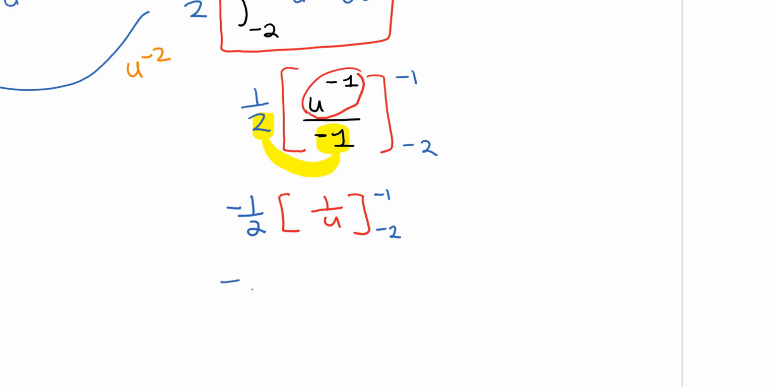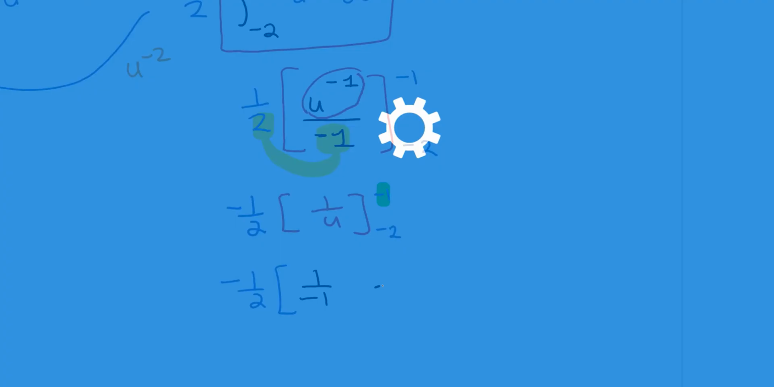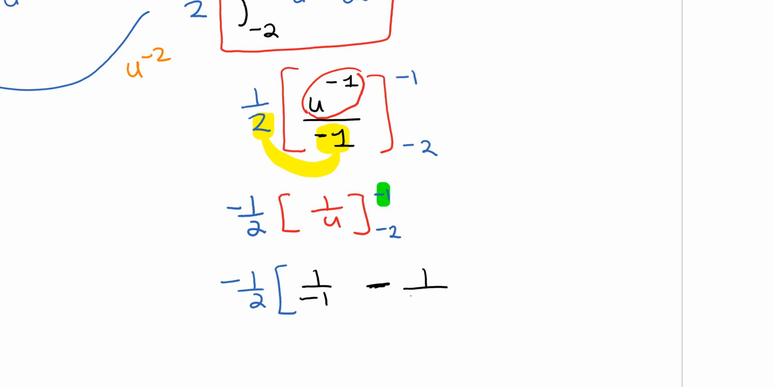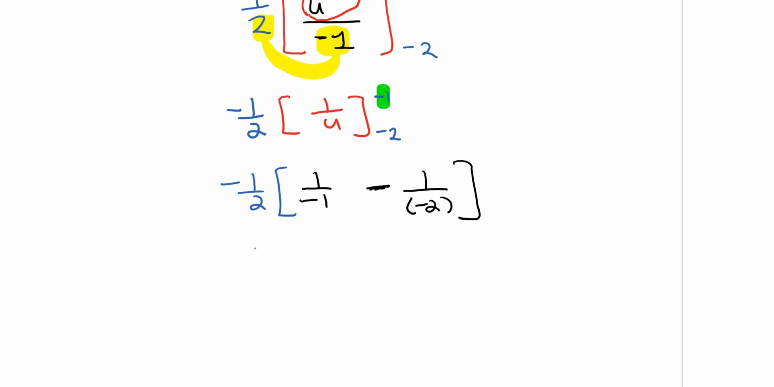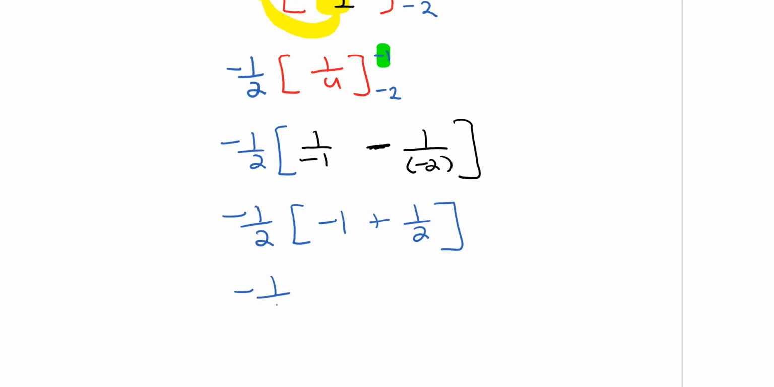So if I go ahead and do this now, this would be negative 1/2. And then the upper bound would go in first. So this will be 1 over negative 1 minus 1 over negative 2. And this calculation here isn't too bad in my opinion. It would be negative 1/2 times negative 1 plus 1/2. And now this would be negative 1 over 2 times, well, negative 1 plus 1/2 is going to be negative 1/2. And then if you multiply those together, you should get 1 over 4 as your final answer there.